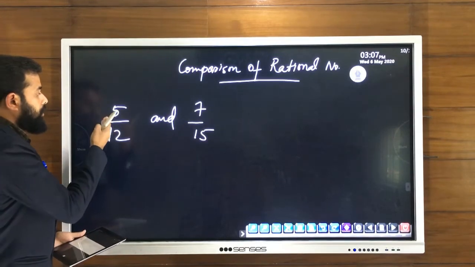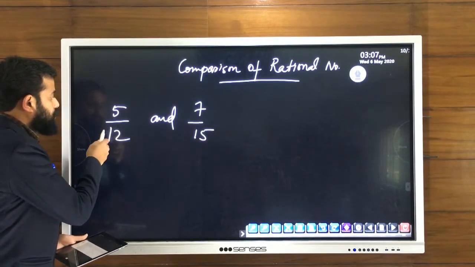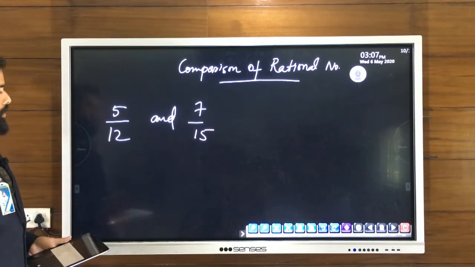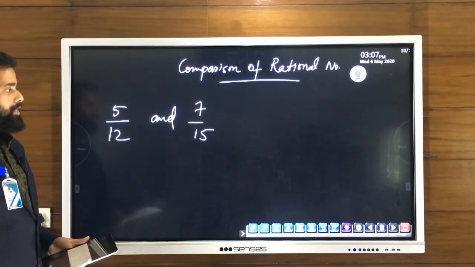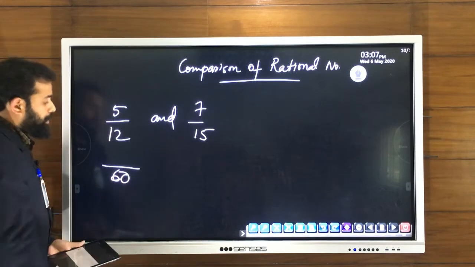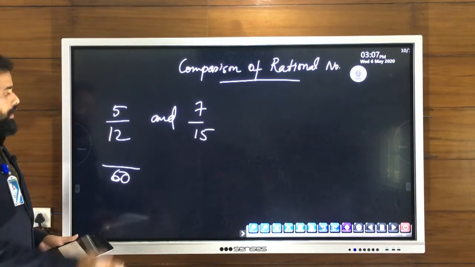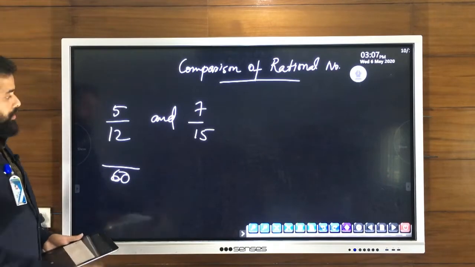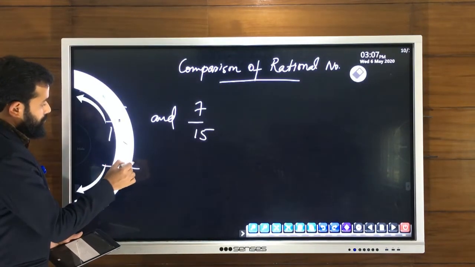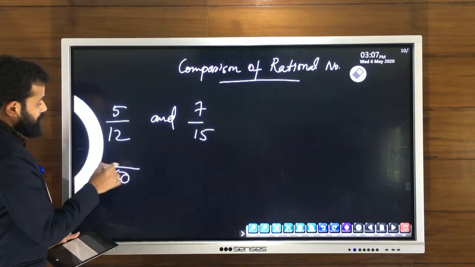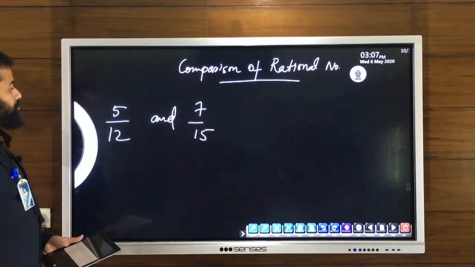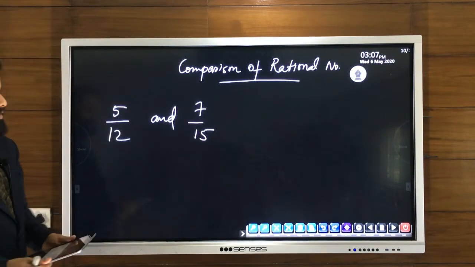Find out the LCM of 12 and 15. What will be the LCM of 12 and 15? It will be 60. So our denominator will be 60, and we change the numerators accordingly. How can we make the denominator 60?